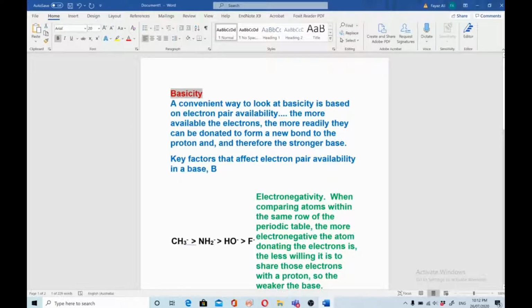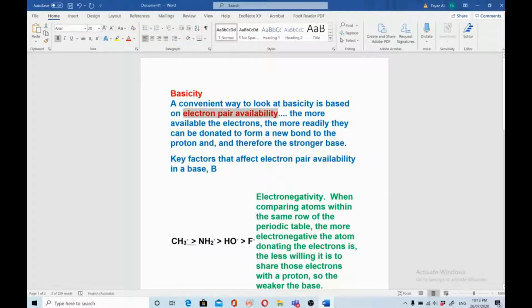For beginners, a convenient way to look at basicity is based on electron pair availability. That's the most deciding factor when you are going to study basicity: the electron pair availability. The more available the electrons, the more readily they can be donated to form a new bond. That means the lone pair of electrons should not be involved in any resonance. If the lone pair is involved in resonance, it's not available because it is involved in delocalization, and that's when the basicity decreases.